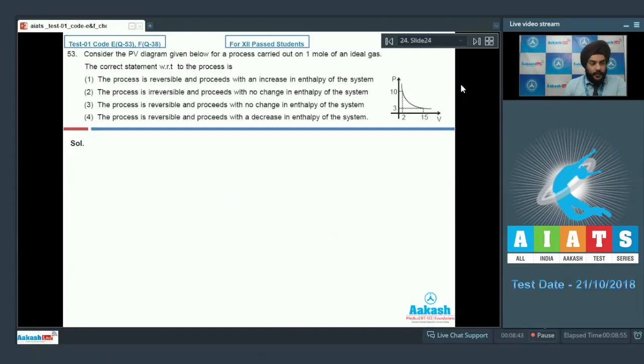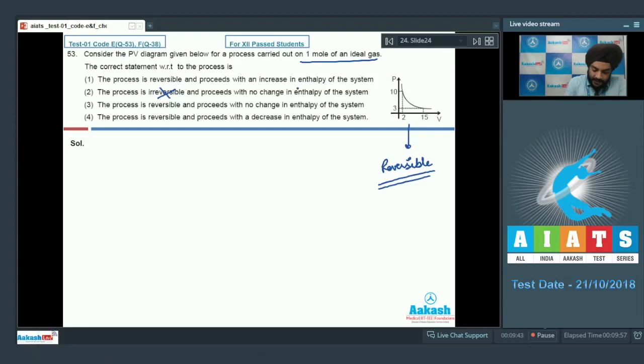Let us look at question number 53 now. Consider the PV diagram given below for a process which is carried out on 1 mole of an ideal gas. So we have been given a PV graph. Since we are able to draw the graph of P versus V, it means that the system parameters are defined at every instant, which must mean that the process is reversible. For an irreversible process, the parameters of the system may not always be defined in the intermediate stages. So option 2 gets eliminated. We have established that the process is reversible since we have a proper curve for the system parameters.